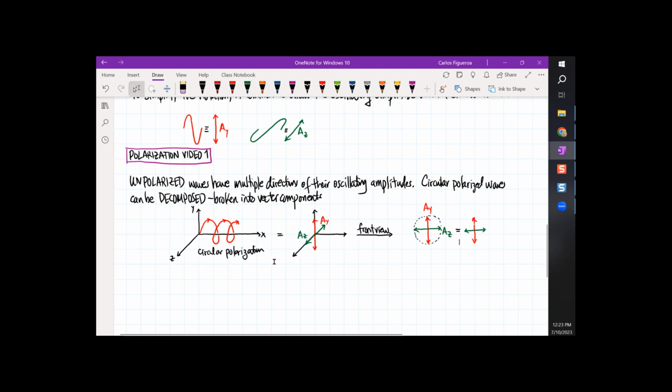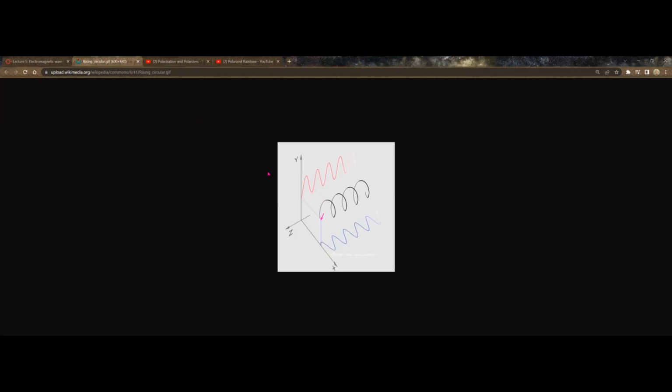Now, that's what I have for circular polarized. And I'll show you a video from Wikipedia again that actually does a really good job. So what you're seeing here is that, look what you find. You're seeing that I have a circular polarized wave, but I can decompose it into a vertical and a horizontal process. Okay.